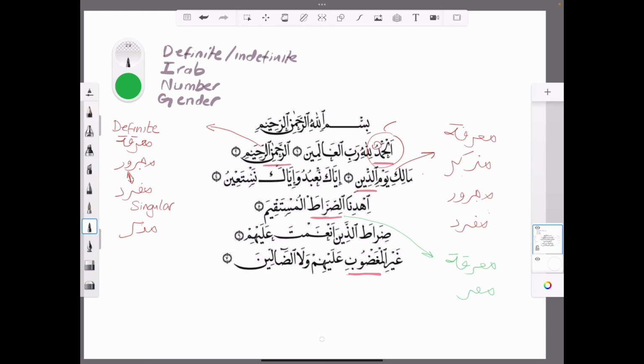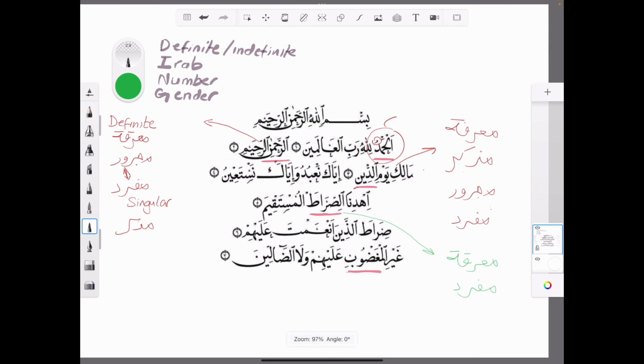It's singular, and we know that when it's mufrad or it's jama mukassar, a broken plural, it's going to be marfu, mansub, majroor. Ihdina as-sirata. Sirata is going to be mansub because it's got a fatha on it. So we've done ma'rifah, definite, indefinite. We've done the number, singular, mufrad. And we've done the i'rab, mansub, because it has a fatha on it. The only thing we have left is gender, and as-sirat is mudhakkar. Okay, that one's done. Wonderful.